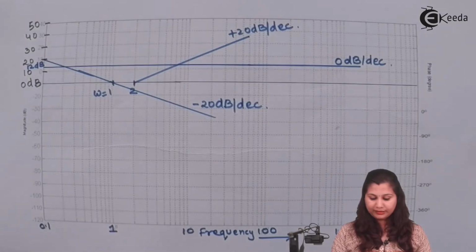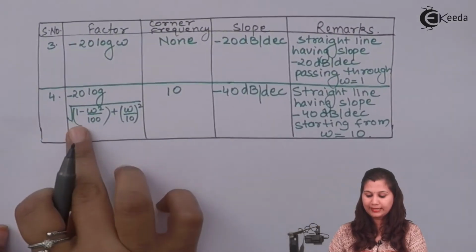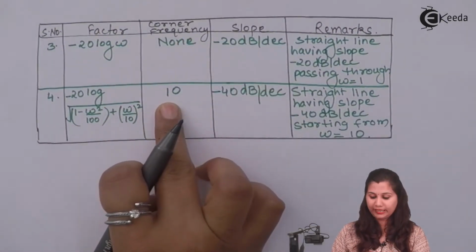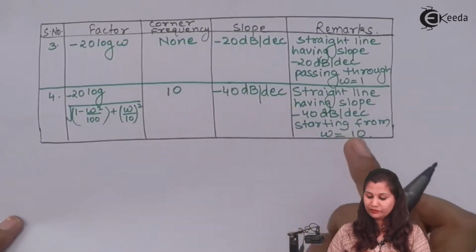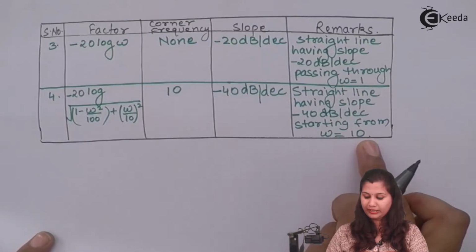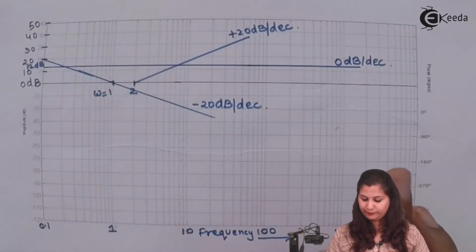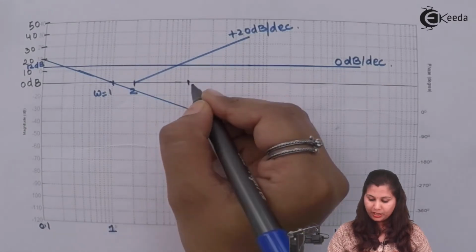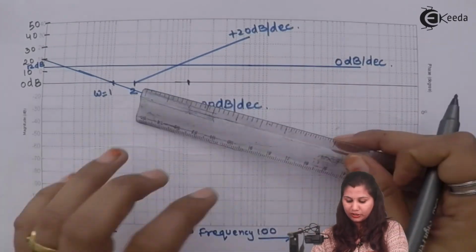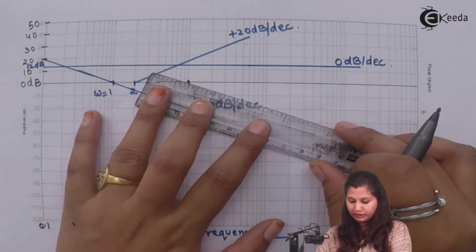Now the last factor is this. It has the corner frequency 10 and the slope is minus 40 dB per decade. So it will start from omega equals 10, this point, and the slope is minus 40. So it will be somewhat more tilted.